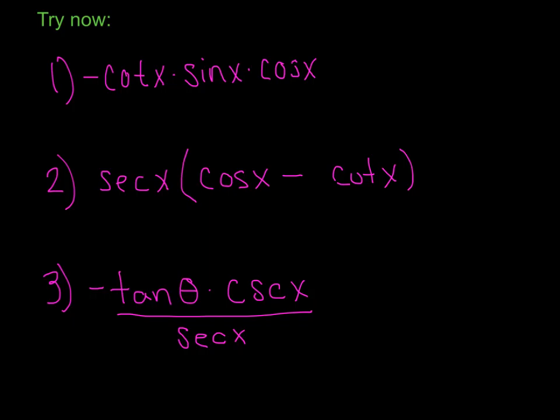Okay, so I want you to try these three on your own. Negative cotangent x times sine x times cosine x. The next one, secant x times a quantity cosine x minus cotangent x. And last one, negative tangent theta times cosecant theta divided by secant theta. All of these should have the same variable. And then we'll work on this tomorrow.